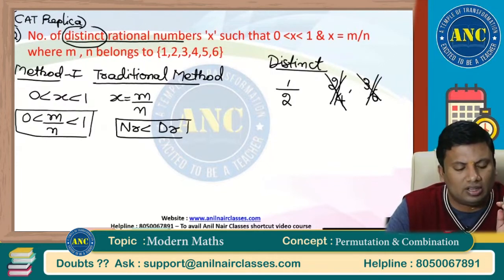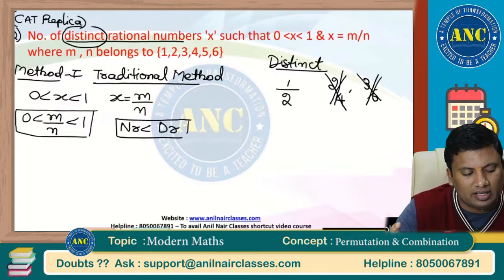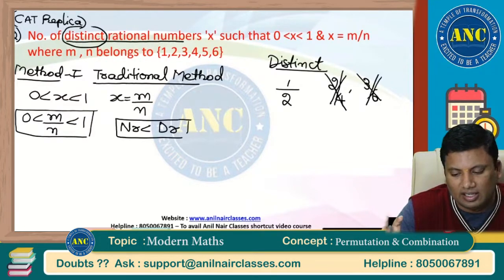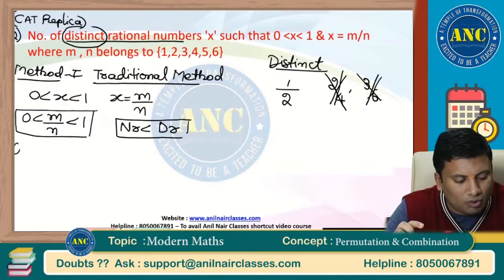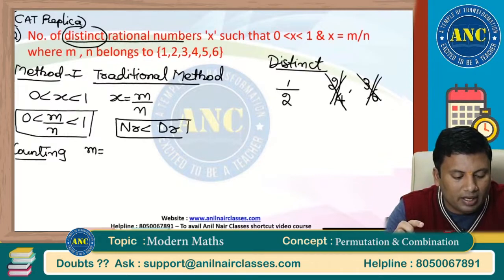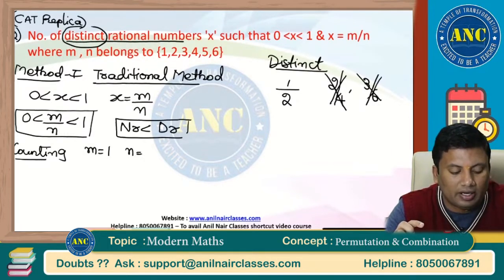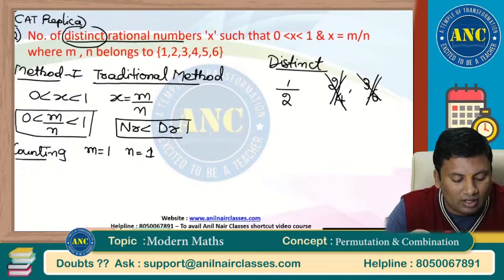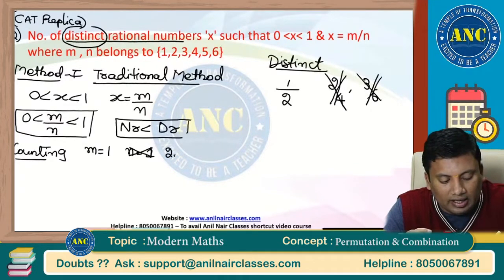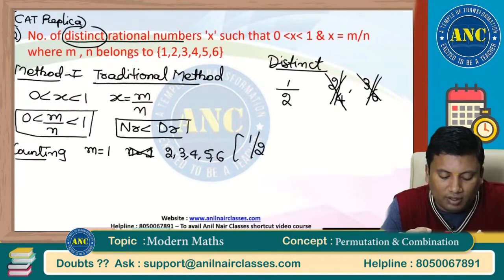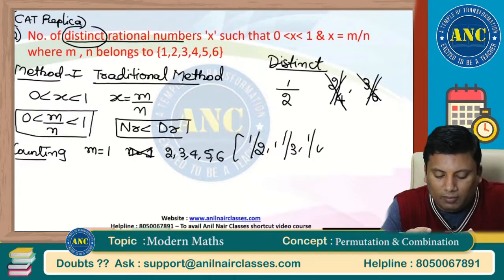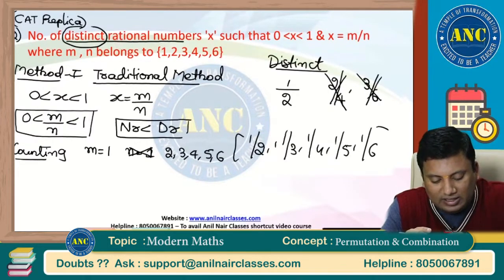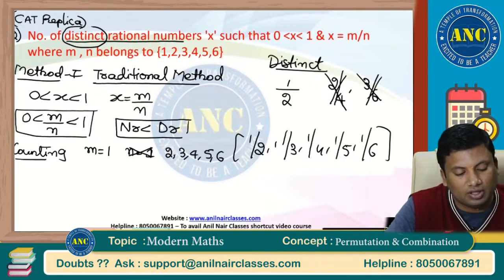1 by 2, 2 by 3, 3 by 4, 5 by 6, 7 by 8. All these cases are where the numerator is less than the denominator. Now, most of the students will do counting. Let us count it. If m equals 1, can I take n value 1? 1 by 1 is 1. Is 1 less than 1? No. With m equal to 1, n can take 2, 3, 4, 5, 6. 1 by 2, 1 by 3, 1 by 4, 1 by 5, 1 by 6. All these values lie from 0 to 1.